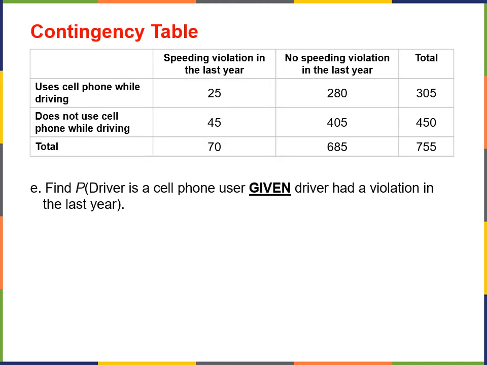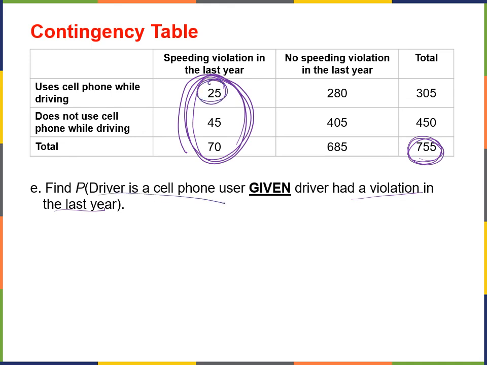All right, let's do another one. Let's look at a given one. Find the probability driver is a cell phone user given the driver had no violation that last year. So basically this is saying we're not looking at the total of 755 people. The given tells us that the group we're actually looking at is the people who had a violation in the last year. These are the people who had a violation in last year. This is the total group we're working with. And out of that group, how many used a cell phone? Okay, that's how you would read this.